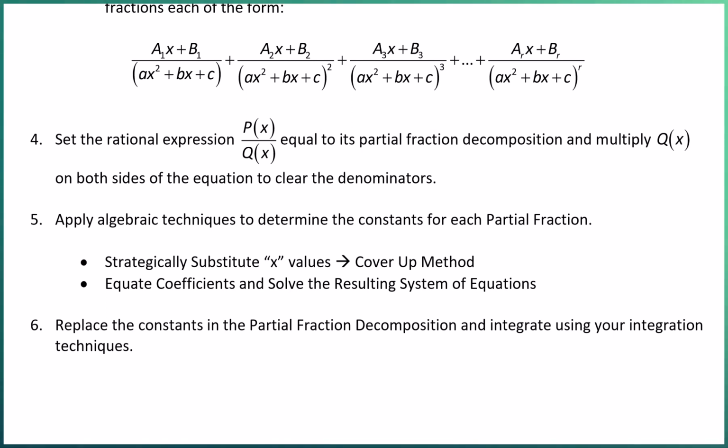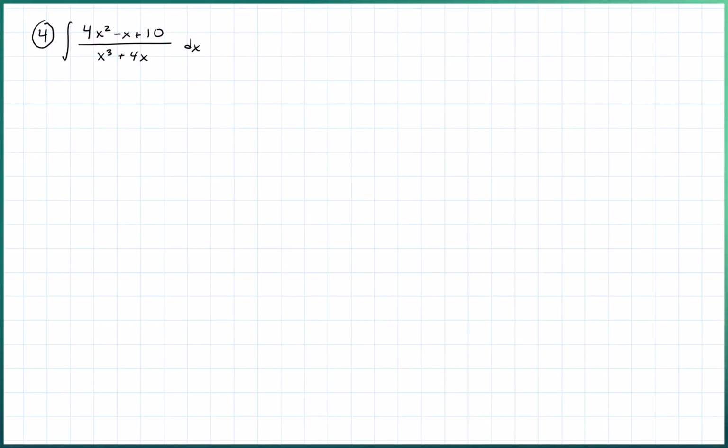All right, let's take a look at some examples. Starting with this one, we notice first off that we are in proper form because the degree of the top is 2 and the degree of the denominator is 3. So we're definitely in proper form. We don't need to go through any long division on this problem to put it into proper form.